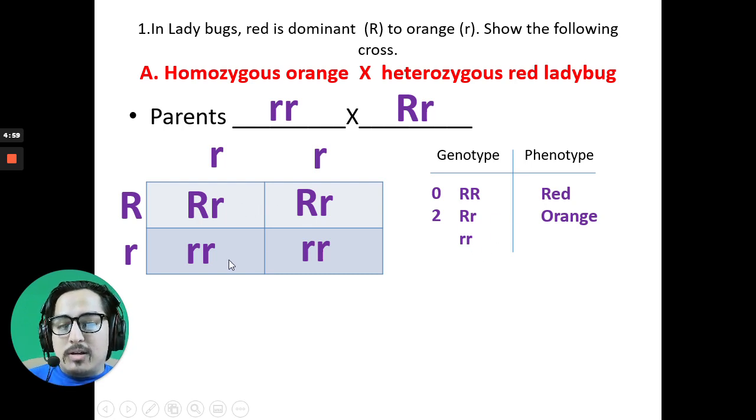What about lowercase, lowercase? Well, there's 2. Now, if you add these numbers together, the answer should always be 4 because there's only 4 boxes, right? 1, 2, 3, 4. So 0 plus 2 plus 2 is 4.